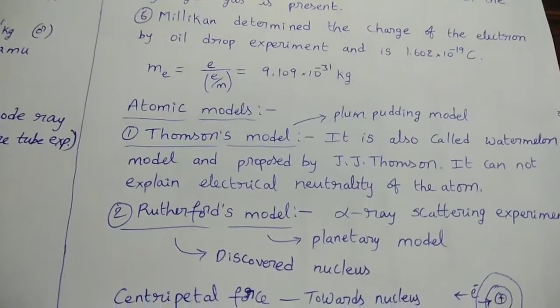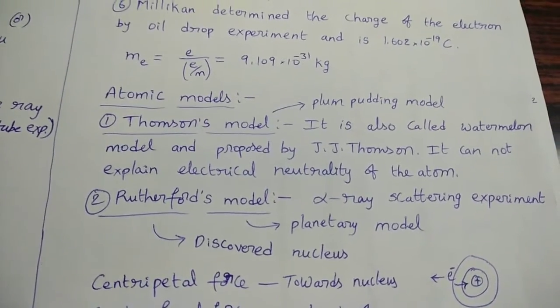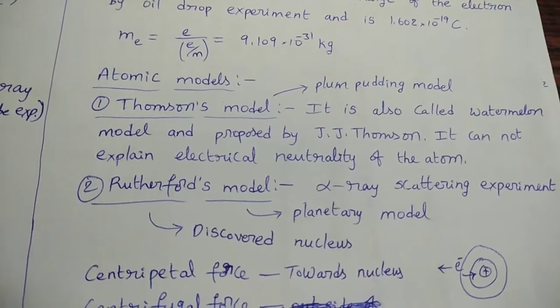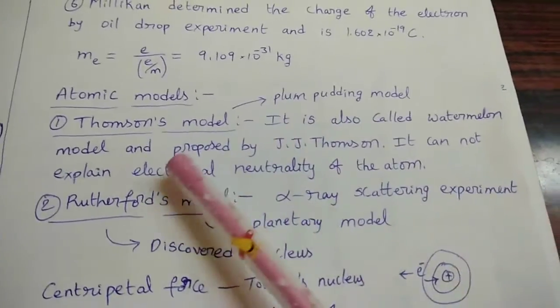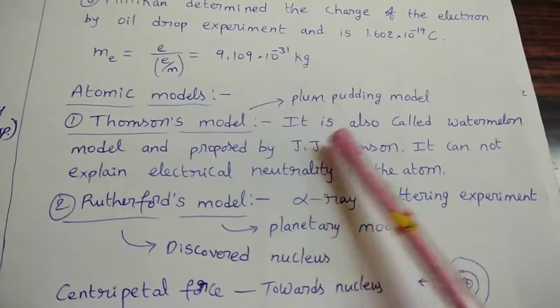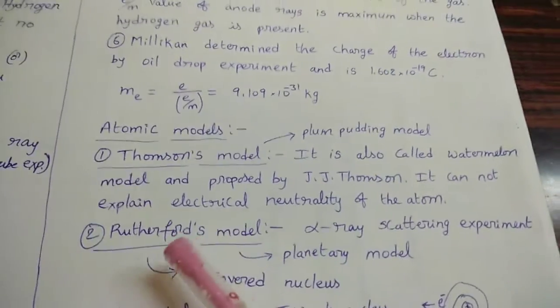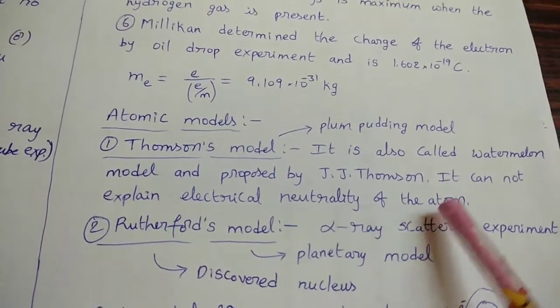Next one is atomic models. How these subatomic particles are arranged inside the atom. To explain that, different atomic models were proposed from time to time. First one is Thomson's model. It was proposed by J.J. Thomson. It is also called the watermelon model or plum pudding model. And it cannot explain electrical neutrality of the atom.